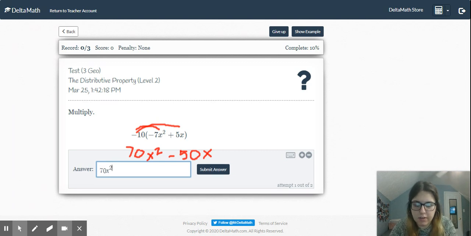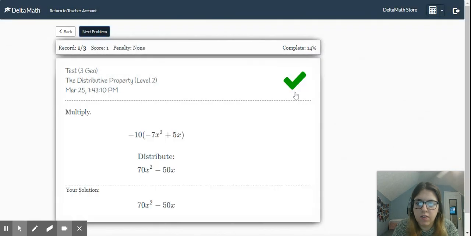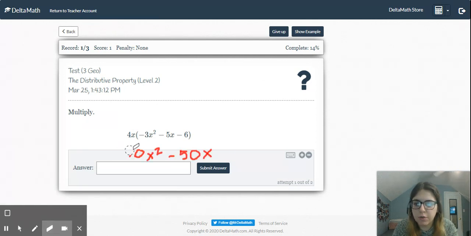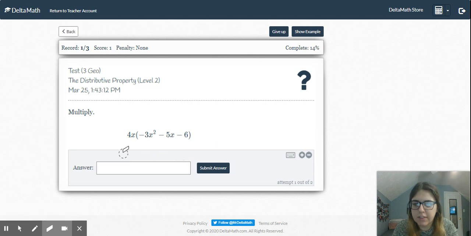Okay. So if I multiply those and then type in my answer, 70x squared minus 50x. Remember, to get the exponent, you do shift 6 on your keyboard. All right, so that one worked. And let's do one more so we can work through this one. I erase all that. All right, so this time 4x times negative 3x squared. Well, first, 4 times negative 3 is negative 12.